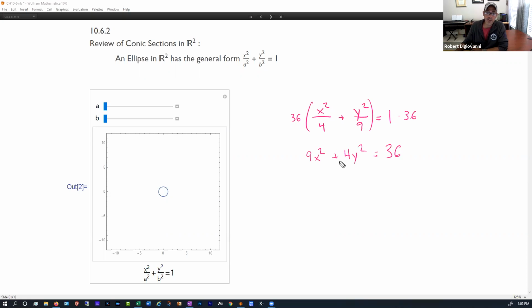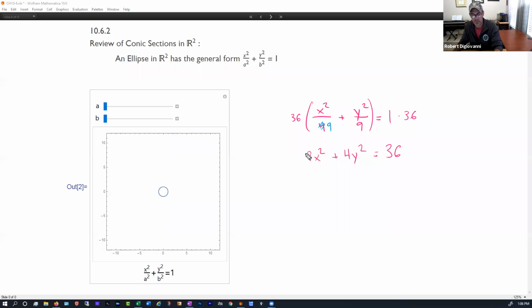Well, this is not the equation of a circle, because in order to be a circle, you have to have a coefficient of one. So this is not like a circle with radius 6, all right? So an ellipse is very different than a circle, unless the A and the B are the same numbers. So like if I change this, let's say I change this to 9, okay?